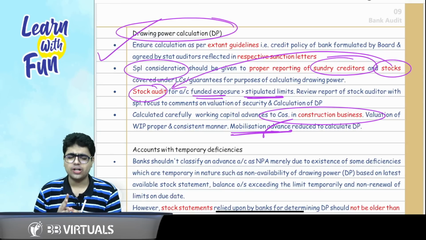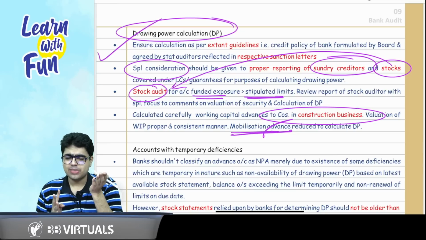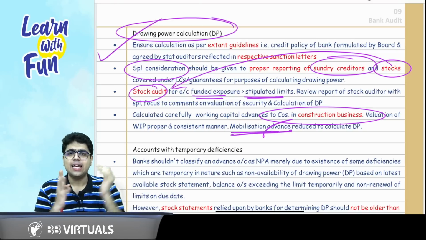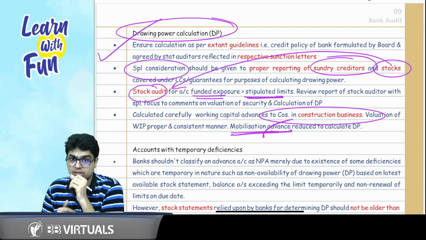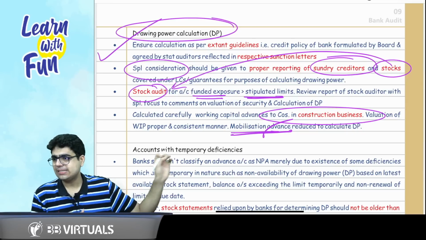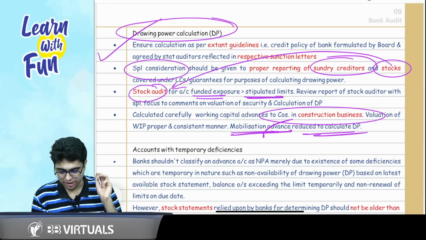Third part, stock audit for the entities where the funded exposure is more than the limit. How much is allowed? Maximum 20% for 90 days. And the last point is construction business: special consideration needs to be given for calculation of drawing power because mobilization advance needs to be reduced to calculate drawing power.